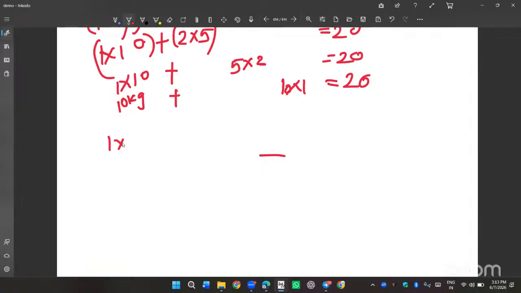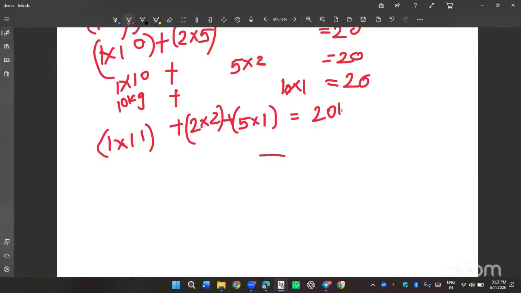1 kg. 11 weights, so 11 kg. In the remaining 9 kgs, what we want. So here I have 5 kg. So I can have one 5 kg plus 2 kgs. Okay, 2 kgs. So 9 kgs I have got. 9 kgs we have got. So 20 kg we can get.